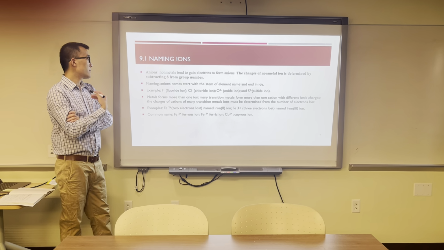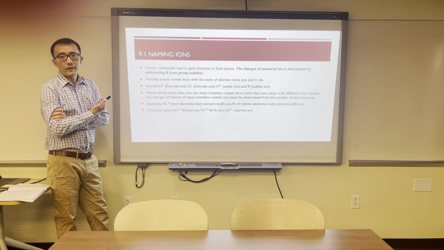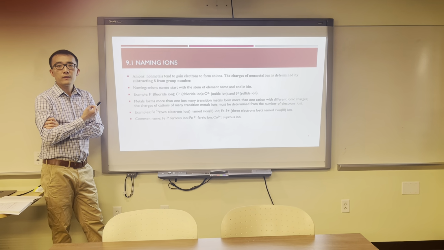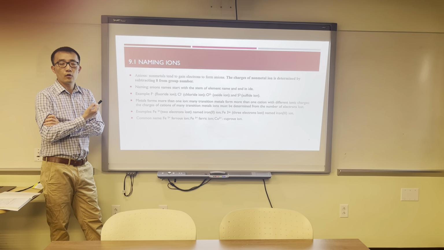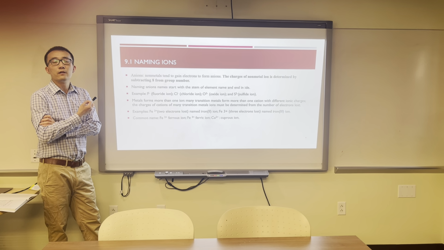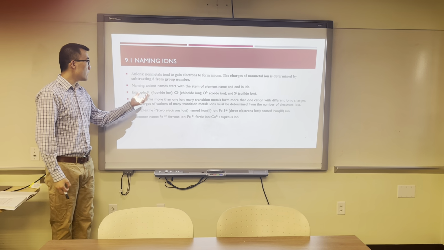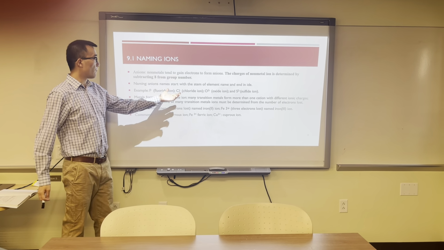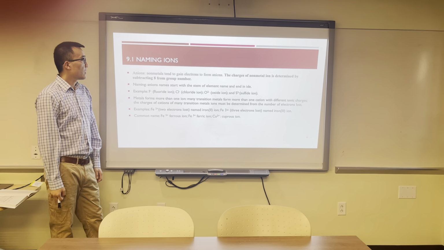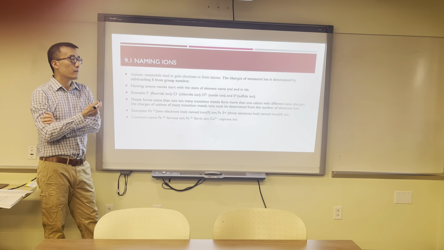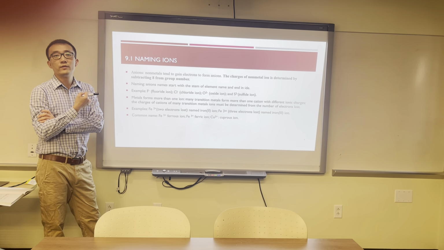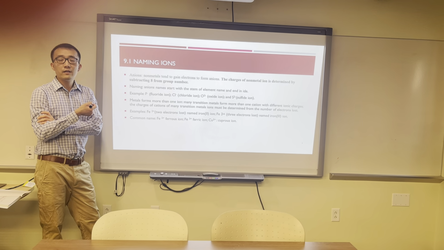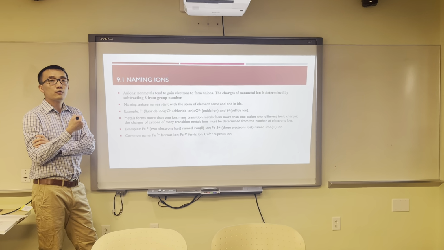So for example, let's take a look here. Fluorine is a non-metal element in main group 7A. The number of electrons it's going to gain equals 8 minus 7 equals 1. Why? Because the main group number for fluorine is 7A. So for fluorine, it's 1 minus. For oxygen and sulfur, because these two are in main group 6A, the number of electrons going to gain equals 8 minus 6, which is 2 minus.